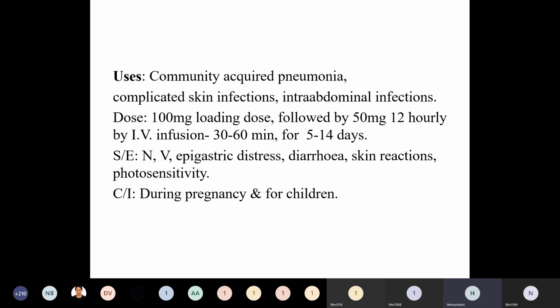It is available in the form of 100 mg loading dose followed by 50 mg 12 hourly by IV infusion. And nausea, vomiting, epigastric pain, diarrhea are the adverse effects. It is contraindicated during pregnancy and in children.